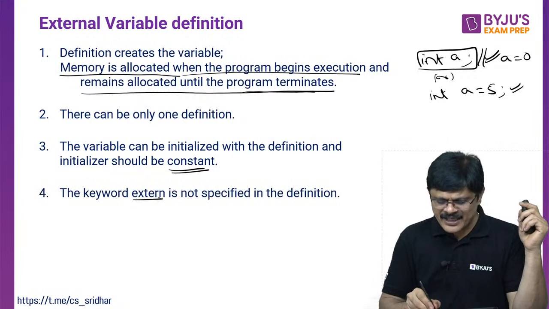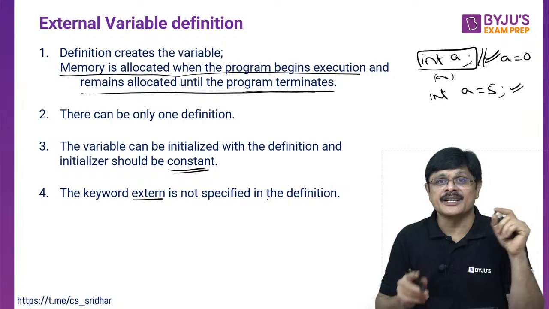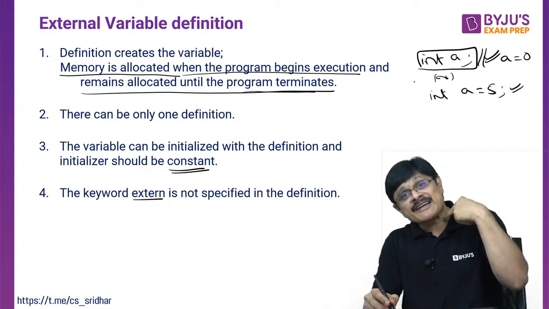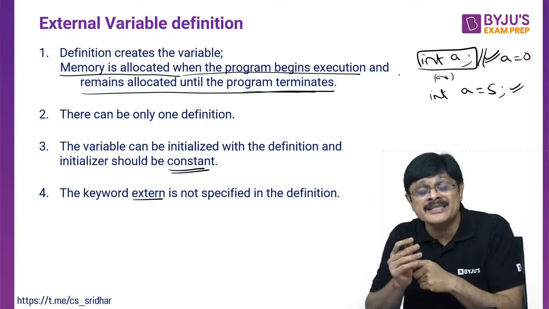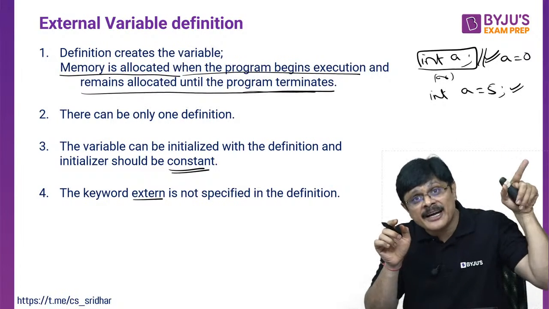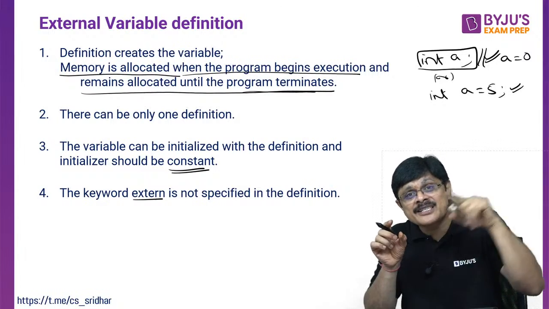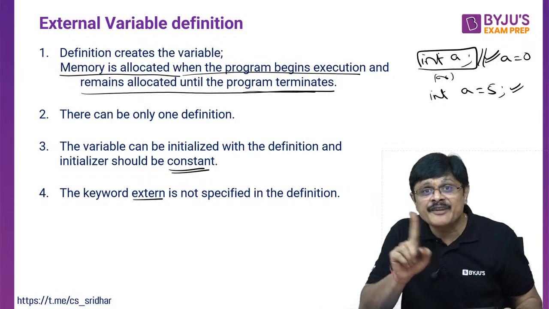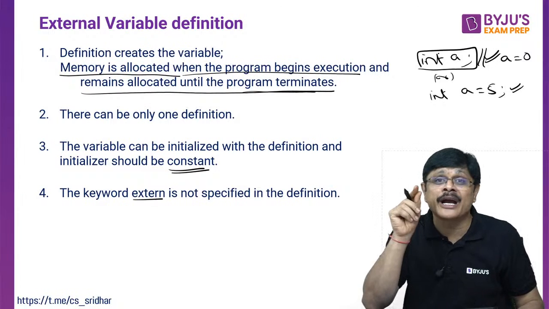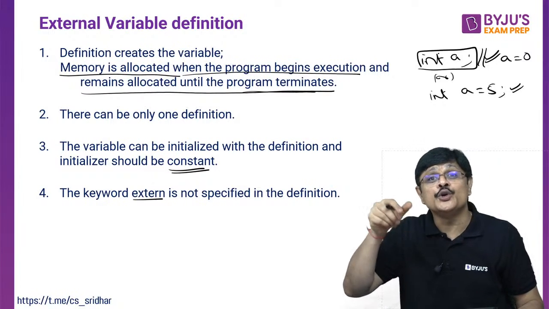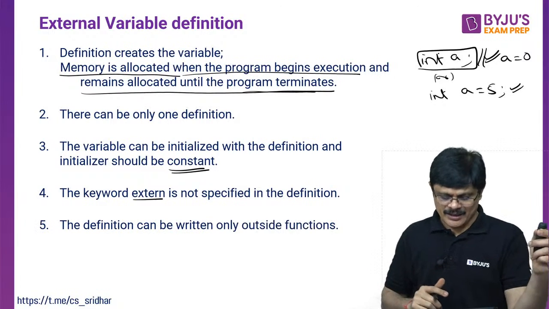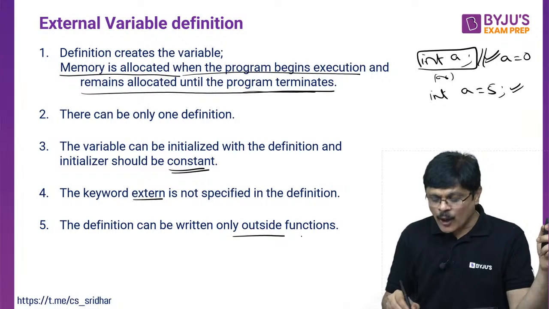The keyword extern is not specified in the definition. See, in the definition you don't write extern, sir. Only when you are using it somewhere, there you have to mention extern. When you mention extern, you are saying that this variable is defined somewhere, use it. You write the extern keyword only when you use it somewhere or when you declare it. Got it? The definition can be written only outside functions.